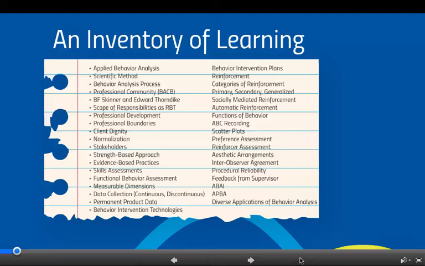You've learned about the measurable dimensions of behavior. You've learned about data collection processes, continuous data collection and discontinuous data collection. You've learned about permanent product data and what role it plays in terms of our work. You've learned about behavior intervention technologies and how this entire data collection process can be made fairly easy as a result of using behavior intervention technologies. And if you're fortunate enough to work with a BCBA that is using such technologies, then you will benefit from that as well. You've learned about the anatomy of a behavior intervention plan, what they look like, what the components are that are necessary to guide your work with an individual.